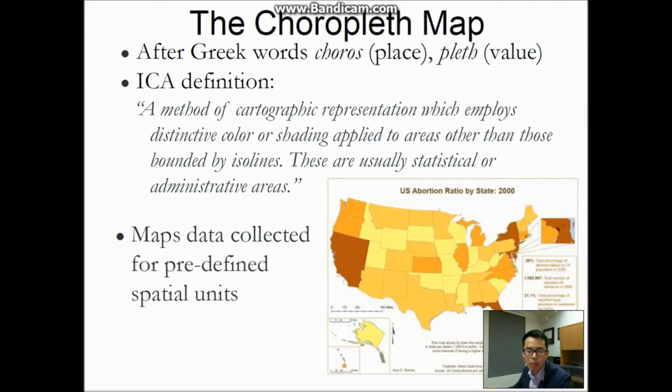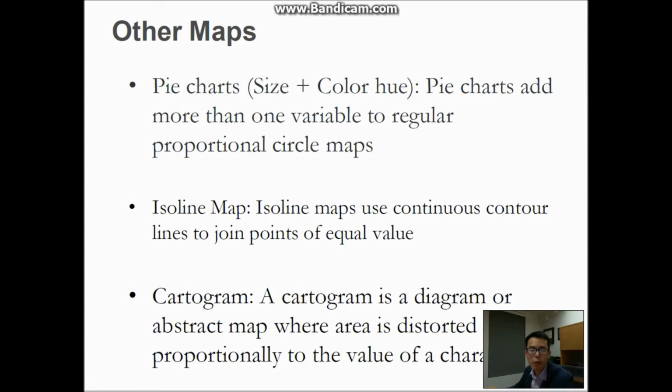Basically, the choropleth maps are the maps demarcated by administrative boundaries such as states, zip code zones, counties. So each unit will have a different color in a map. And of course, there are some other specialty maps you should be aware of in addition to the 5 different symbolization methods. There are pie chart, isoline map, as well as cartogram.